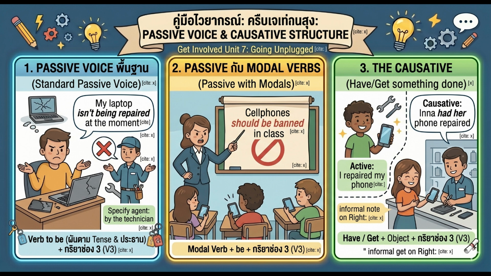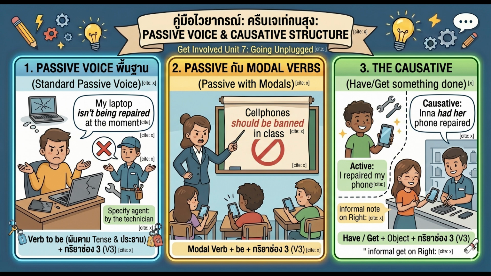Second, what happens to this structure when we introduce a modal verb, like should or can? It's a really simple formula adjustment. Just your modal verb plus be plus the past participle. Take this unplugged themed example. Cell phones should be banned in class. Students totally overcomplicate this, but you literally just wedge the word be right between the modal and the verb.